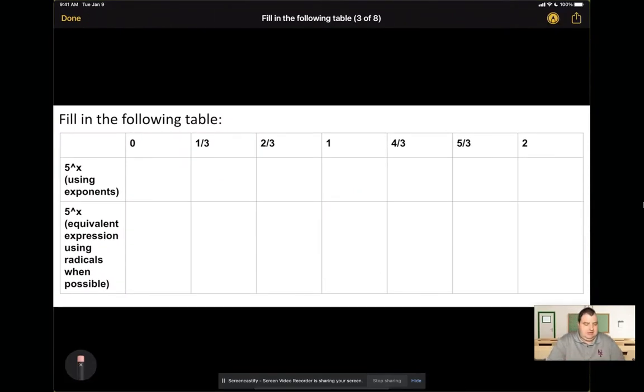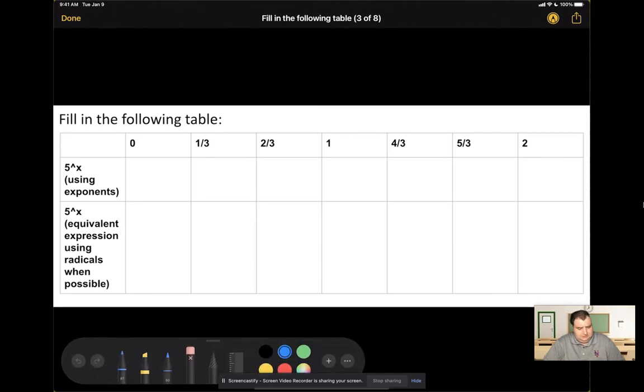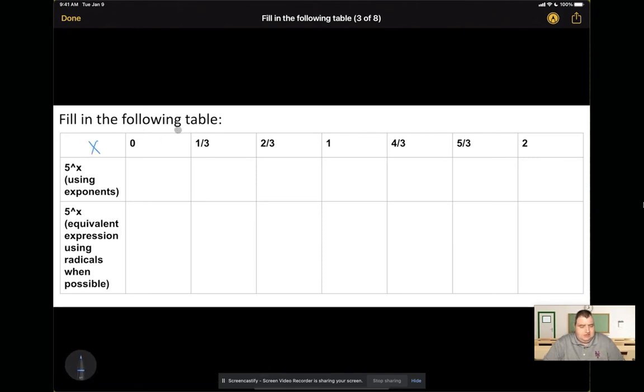Let's fill in the following table and see how this works. Our first row here, these are going to be our x values, and we're going to plug in these values for x. So we're going to write 5 to the power of x using exponents. In this case, it's going to be 5 to the power of 0, 5 to the power of 1/3, 5 to the power of 2/3, 5 to the power of 1.